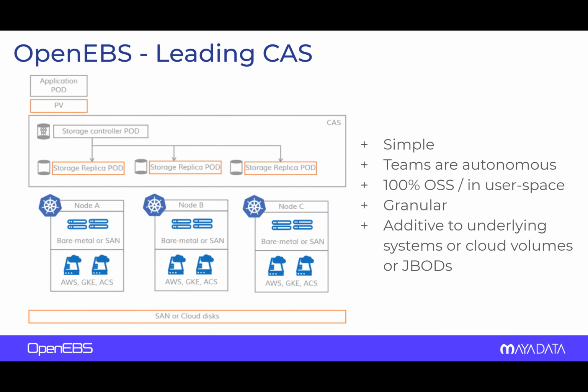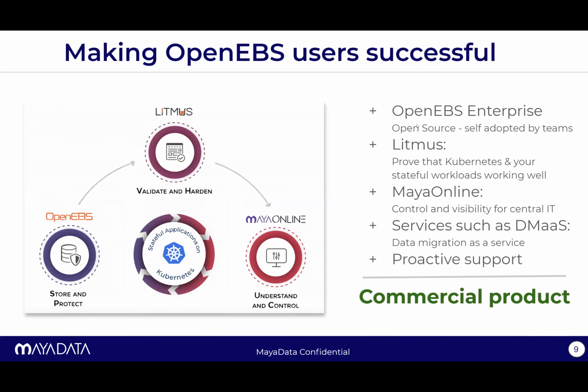Yeah, thanks, Evan. And we'll talk a little bit about MayaData's enterprise offering. Our mission at MayaData is to provide data agility for DevOps use cases. MayaData's commercial offering bundles OpenEBS Enterprise, the Litmus chaos engineering tool, and Maya Online for visibility and a control plane under one dashboard to simplify management, and we provide proactive support through Maya Online.